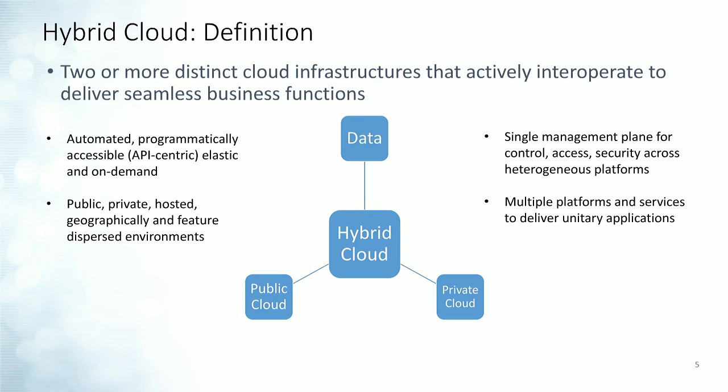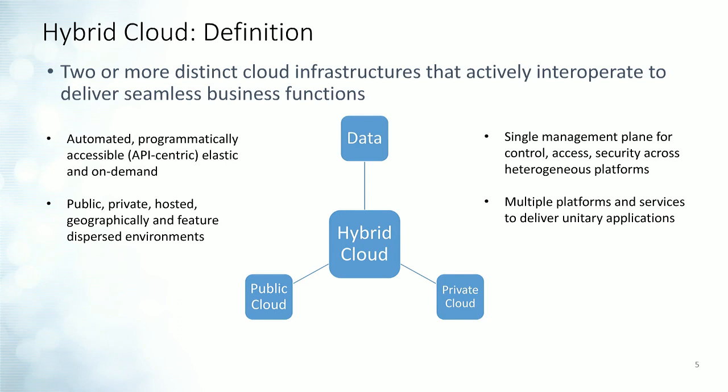It crosses all kinds of boundaries. It's public cloud, private cloud, where you run something that works like AWS on your own data center. Hosted private cloud or hosted public cloud, which is something that works more or less like AWS but is not AWS. It's hosted by another provider. It can be geographically and feature dispersed environments, meaning it can be in many different locations. Different environments can do different things.